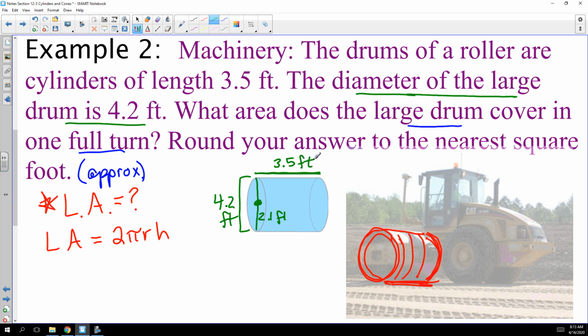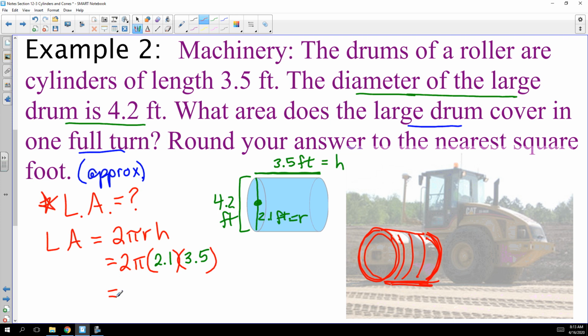So there we go. So now we should have everything that we need. That would be the height of the cylinder, and that would be the radius, right? So we should have everything that we need to plug in. 2 pi times 2.1 is the radius, and 3.5 is the length of the cylinder or the height of the cylinder. And at this point, you should probably just type everything in. 2.1 times 3.5 times 2 pi.